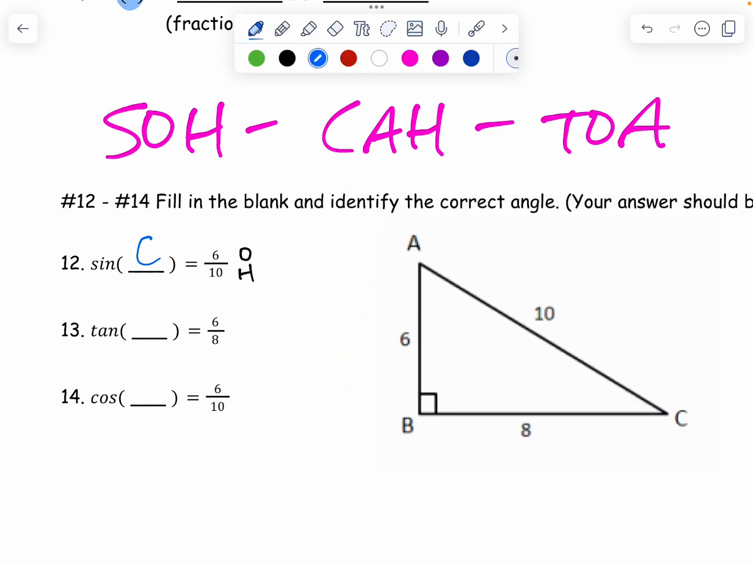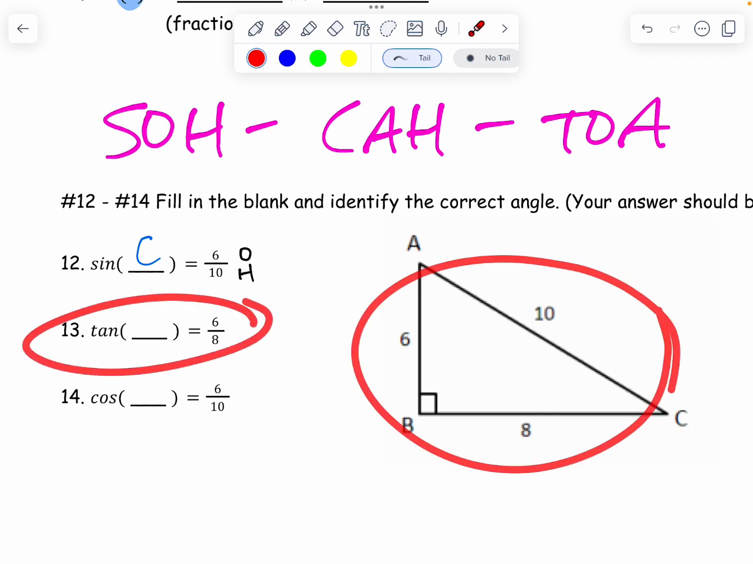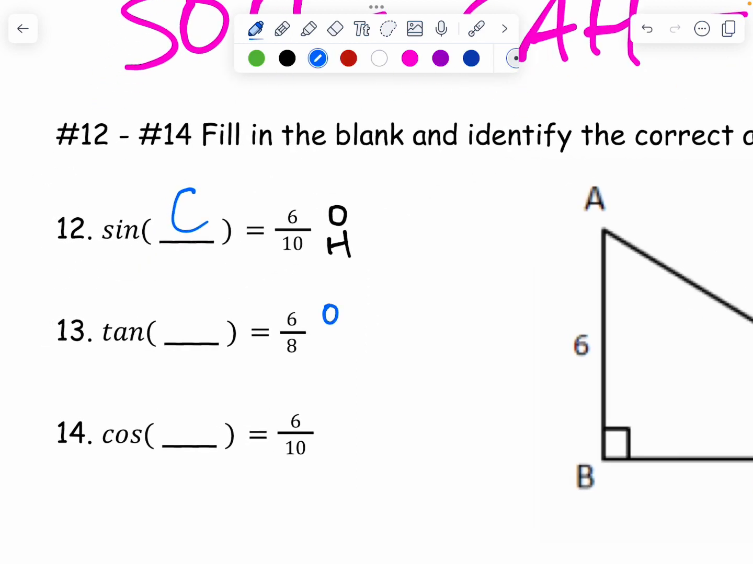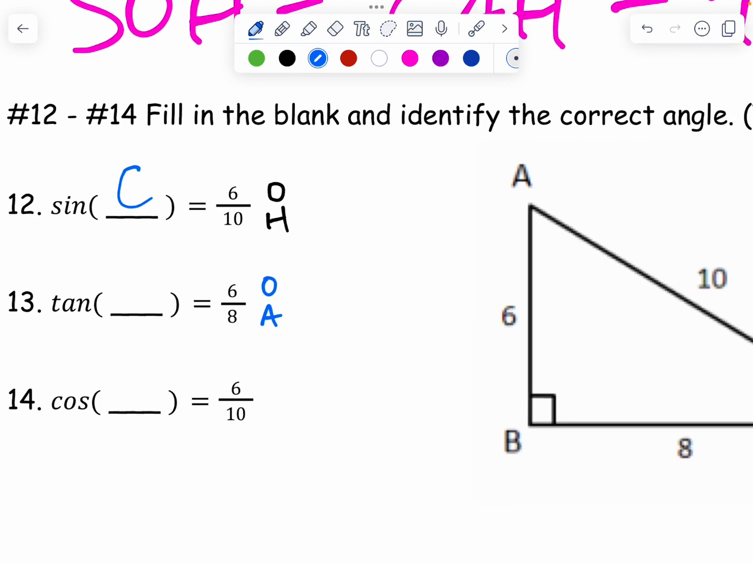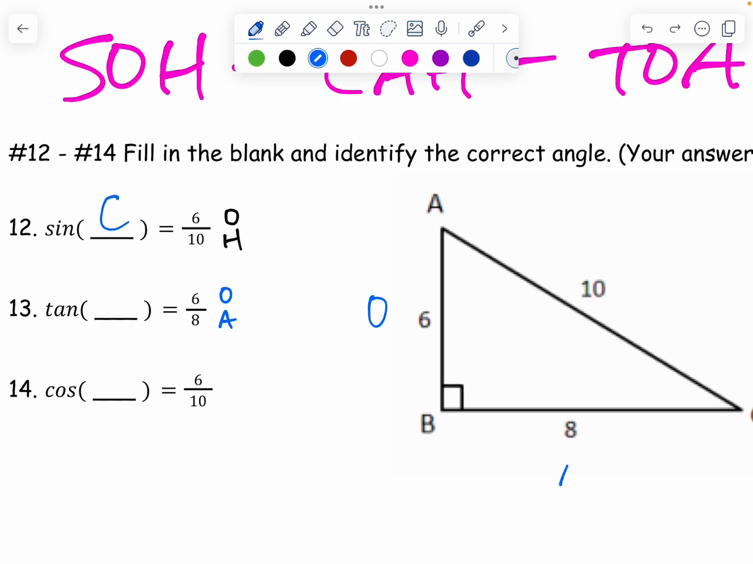Let's try number 14 now. Notice I've erased my picture on my triangle because I'm doing a different question. But tangent, okay? So the tangent is T. That tells me to look right here. And the T is right there. And it tells me that the top number is O and the bottom number is A. So the top number is O and the bottom number is A. I'm going to label this triangle. So the 6 has the O, the 8 has the A. Oops, I put 8, but I meant to say A.